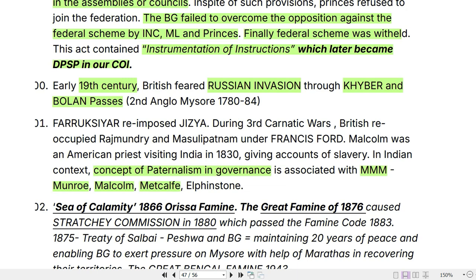And there is another person called Malcolm, who was an American priest visiting India in 1830, giving accounts of slavery. So he was an American priest in 1830. Now Farrukhsiyar reimposed jizya, I know that. British reoccupied in the Third Carnatic War. Now you can skip that.